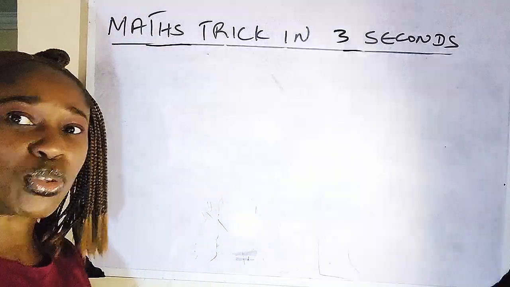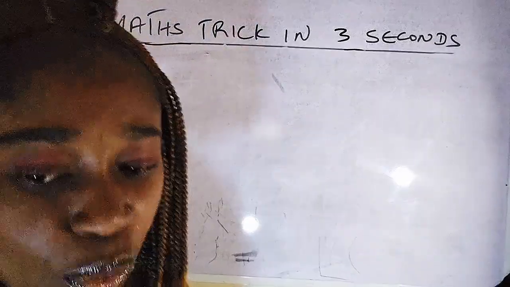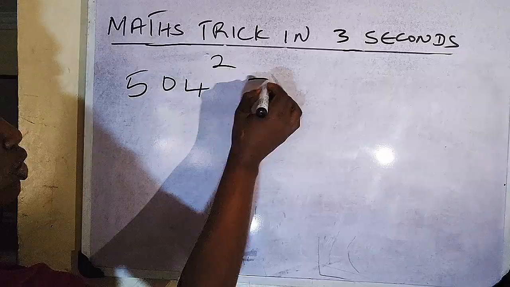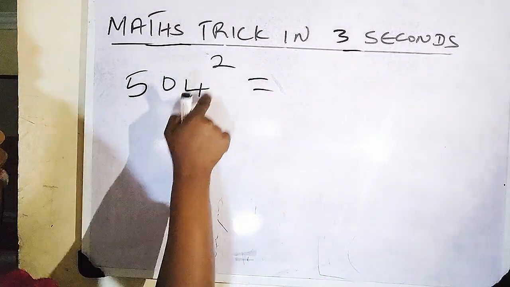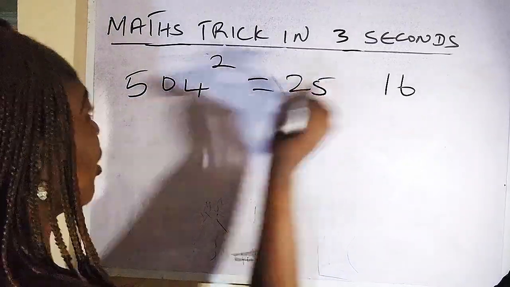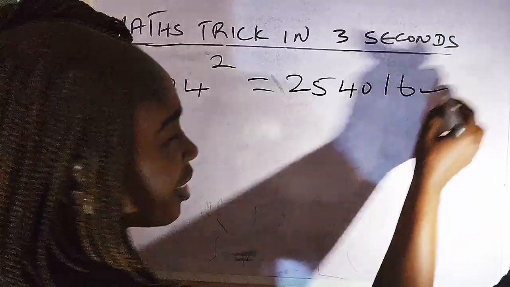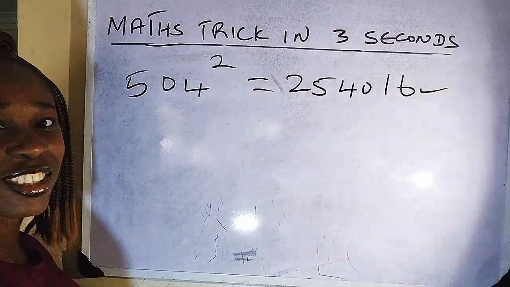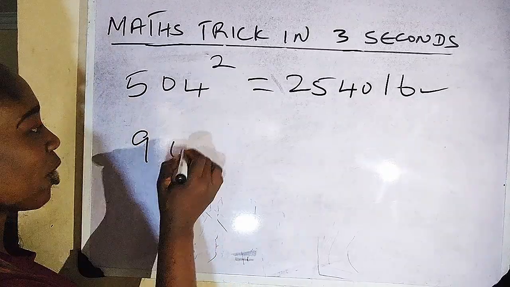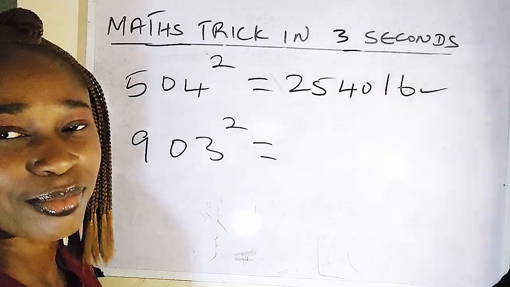I want it to be very clear to you, so I want to take one more example on this third method. If you have a question like 504 raised to the power 2, it's very simple. 4 square, 16. 5 square, 25. 5 times 4, 20, times 2, 40. And this is the answer. I believe it's interesting. You are going to do one for me now. Find out for me 903 raised to the power 2 in 3 seconds.